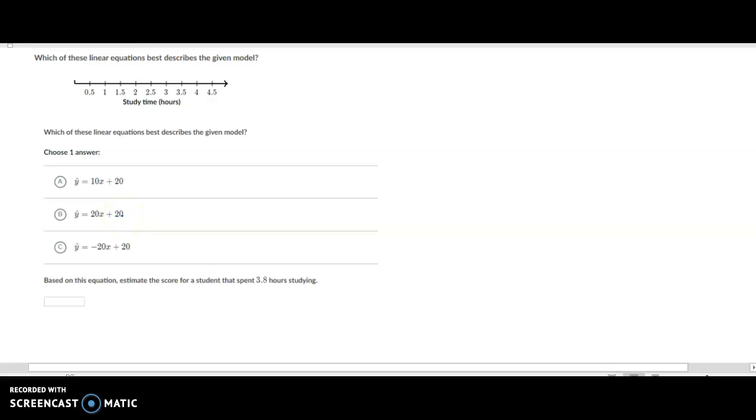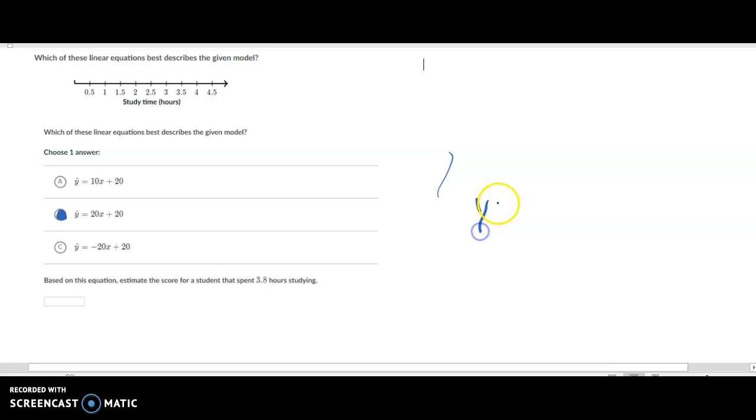And we'll get to the next part of the question here. We see that the answer is therefore going to be B in this case. So our y equals 20x plus 20 is the formula that we want, so we would fill in that. And then it says, based on the equation, estimate the score for a student that has spent 3.8 hours of studying. So 3.8 hours of studying is your x variable. It is our input. So we would take 3.8 and put it into the formula for x.